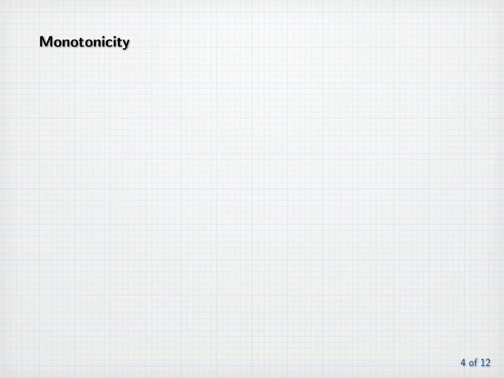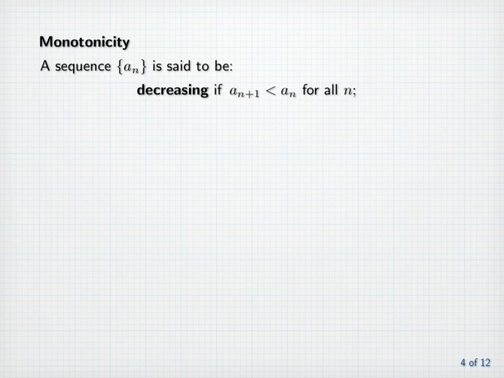Another important attribute of certain sequences is monotonicity. A sequence a sub n is said to be decreasing if a sub n plus 1 is less than a sub n for all n. In other words, every successive term is less than the previous one. The sequence is said to be increasing if a sub n plus 1 is greater than a sub n for all n. In other words, every successive term is greater than the previous one.